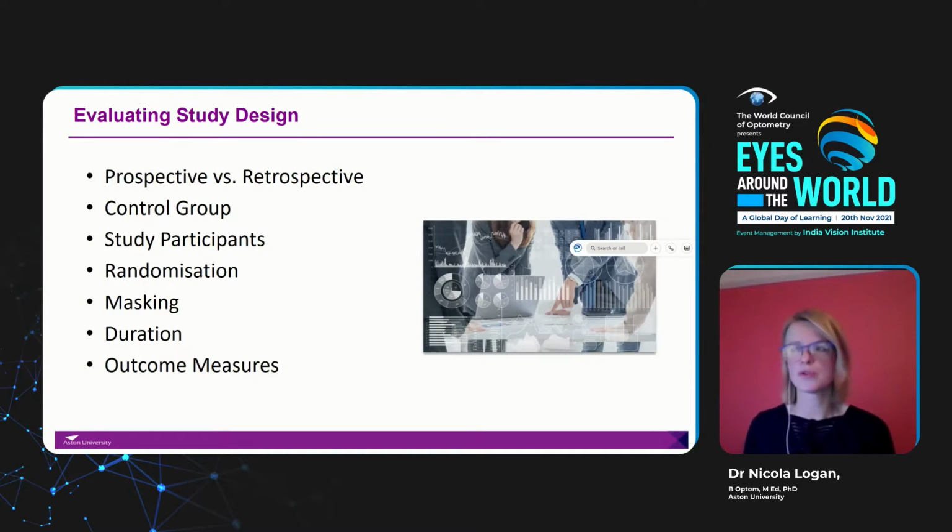Masking is important so we don't have bias. The length of the study: we want to know how many years it's been running for. And importantly, we want to know what those outcome measures are in terms of reporting study findings. So let's delve a little bit deeper into each of those parameters.